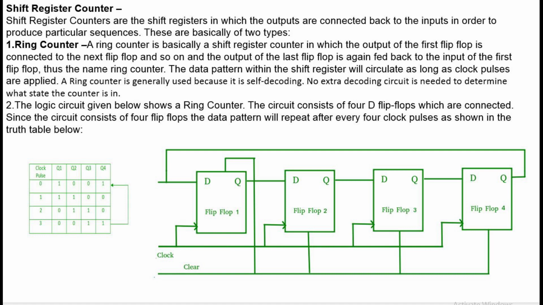The ring counter is generally used because it is self-decoding. No extra decoding circuit is needed to determine what state the counter is in. The logic circuit given below shows a ring counter. The circuit consists of 4 D flip-flops which are connected. Since the circuit consists of 4 flip-flops, the data pattern will repeat after every 4 clock pulses, as shown in the truth table below.